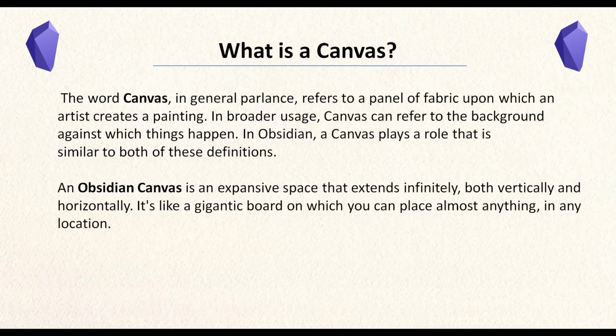Okay, what is a canvas? The word canvas in general parlance refers to a panel of fabric upon which an artist creates a painting. In broader usage, canvas can refer to the background against which things happen. In Obsidian, a canvas plays a role similar to both of these definitions. Basically, an Obsidian canvas is an expansive space that extends infinitely, both vertically and horizontally. It's like a gigantic board on which you can place almost anything in any location.